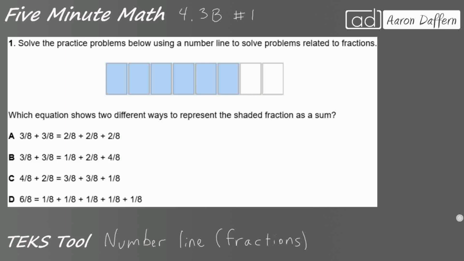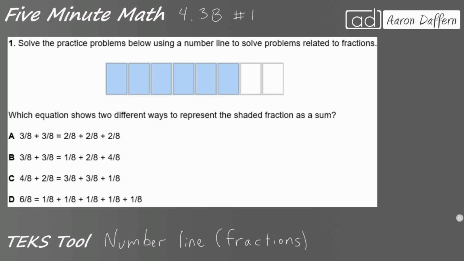Today we are looking at the TEKS tool number line. We are working with fractions with a problem related to TEKS 4.3b, and we will solve it in 5 minutes or less. If you haven't done so already, please go ahead and take a moment to pause the video, work this problem out on your own, unpause it, and we will look at our answers together.